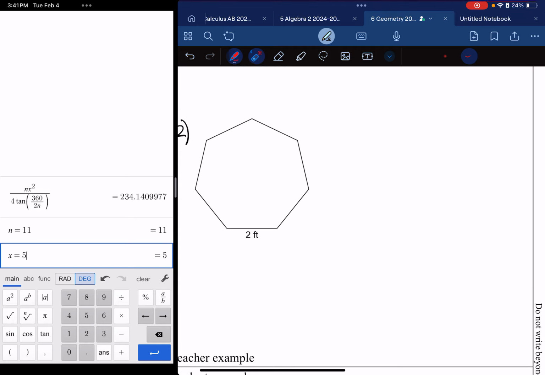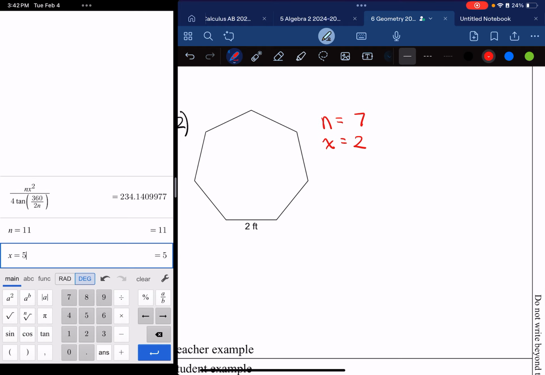All right, so for this one, again, I'm going to write down the formula. I'm going to say, okay, I need to find n, I need to find x. And in this case, how many sides do I have? Let's count. 1, 2, 3, 4, 5, 6, 7 sides. And each side length is, it's easier now, it already told us, is 2. So I can just fill in my formula.